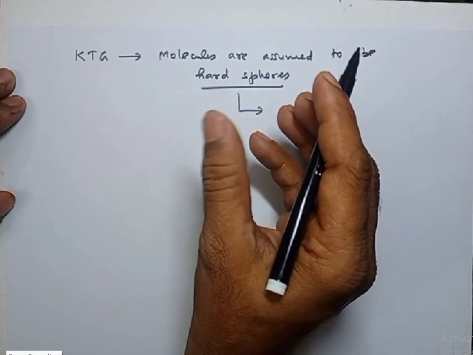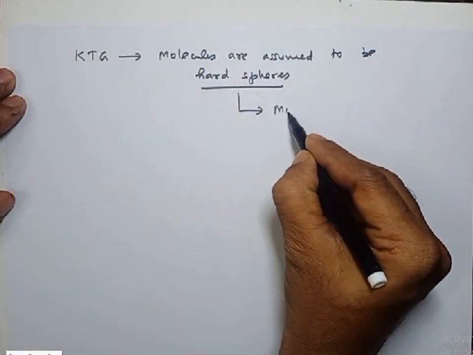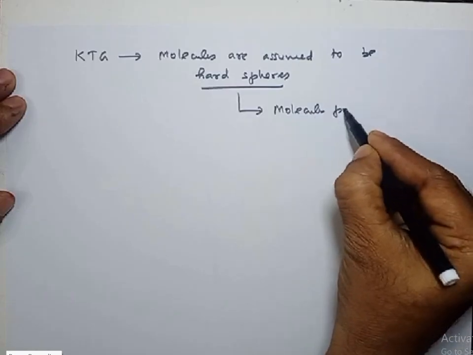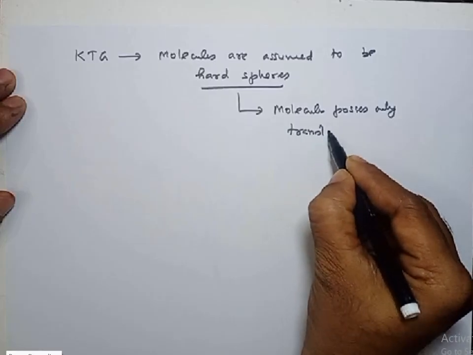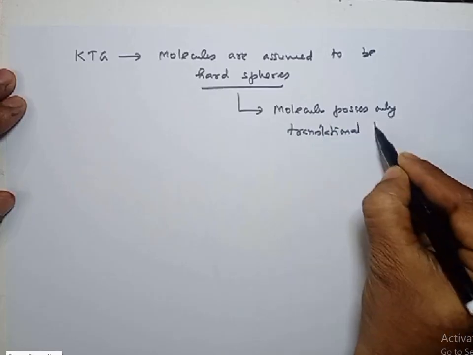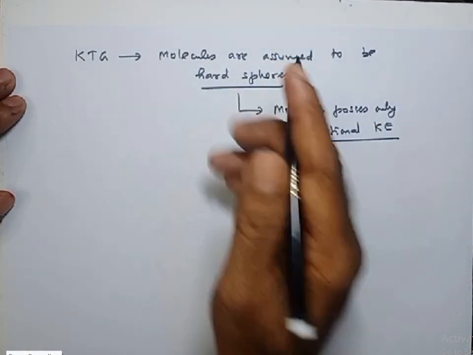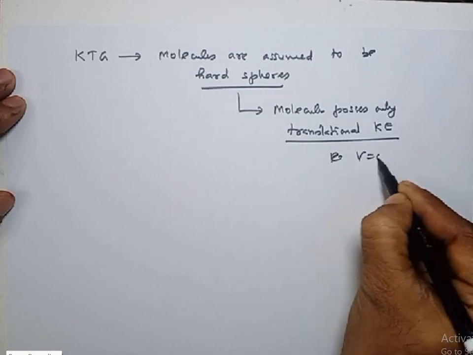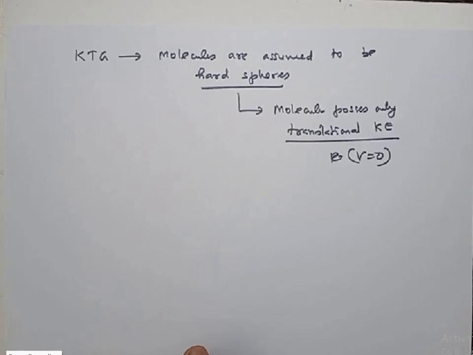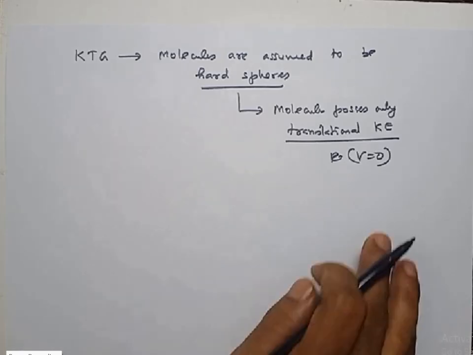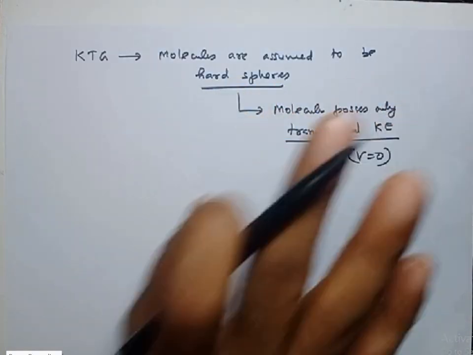If we assume like this, then the entire energy exists as translational energy. So molecules possess only translational kinetic energy. Since there is no attraction or repulsion, potential energy is also 0, V equal to 0 here. Remember, we have taken an ideal gas. In the case of an ideal gas, there is no attraction or repulsion, so potential energy is 0. Therefore, the only energy available is translational kinetic energy.